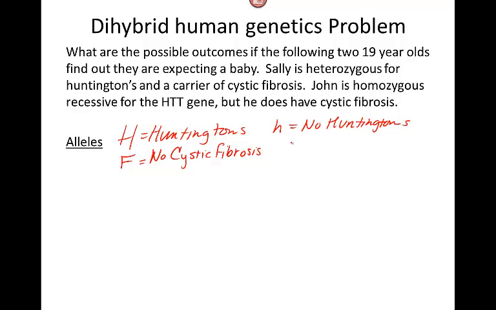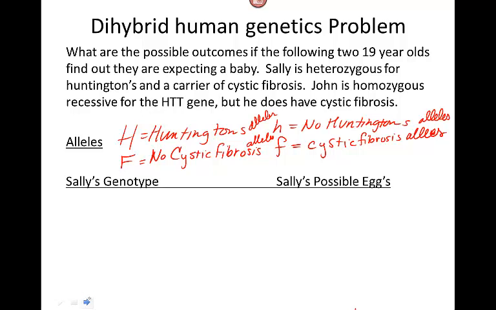Though you do have to be careful with F's. If you're not careful, F's can look alike. And we're going to use lowercase f for cystic fibrosis. Now remember, these are the alleles. You have two options for each gene in this case, and these are again alleles.